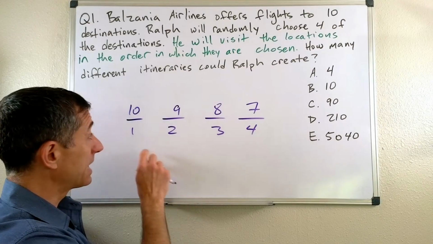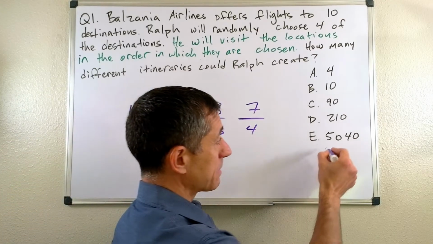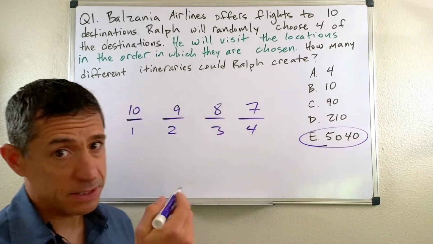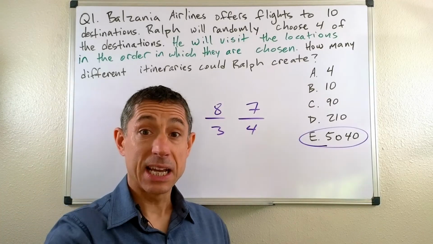That's it. You just multiply these. 10 times 9 times 8 times 7. Even if you don't want to do that math, it's got to be this big boy right here. We don't even need to do the arithmetic. Clearly has to be the right answer. And that is it. Nice and straightforward.